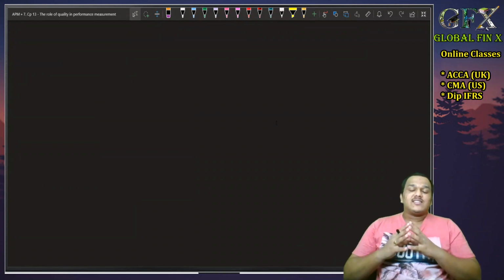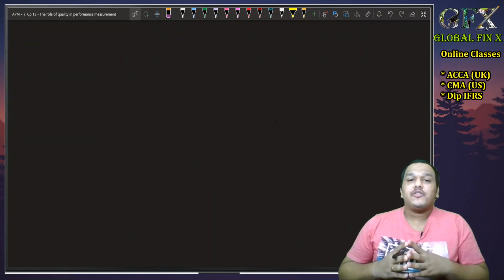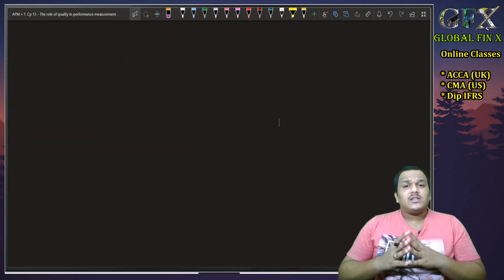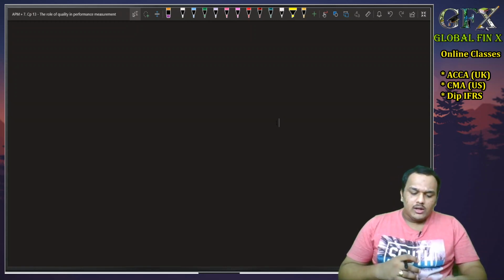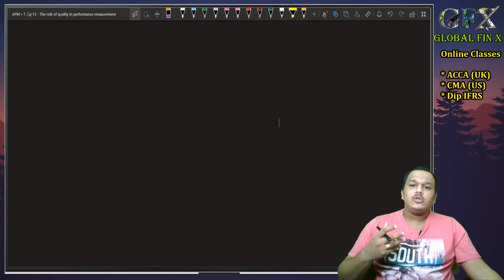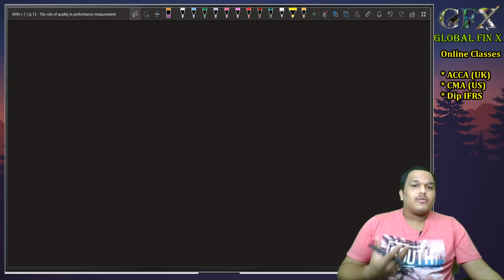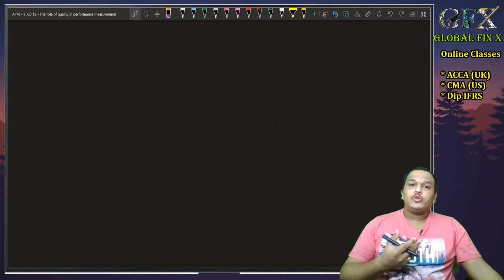Before starting this lecture, I'd like to point out that the portion of Six Sigma covered in the APM syllabus is pretty straightforward, because ACCA's focus is on how to implement Six Sigma and what the advantages and disadvantages are, and other stuff. They don't want you to get the core concepts of Six Sigma.